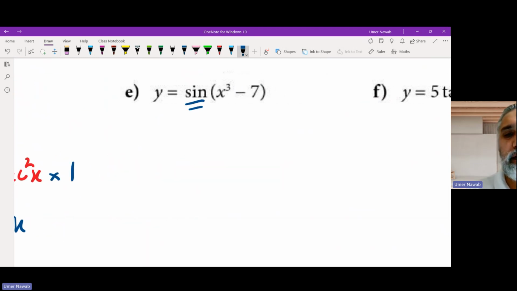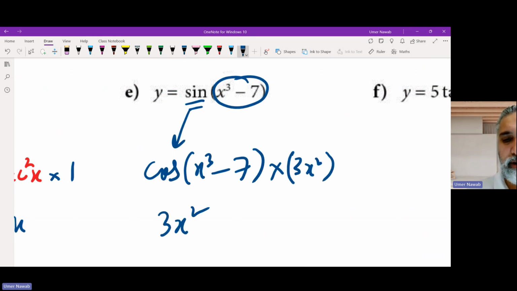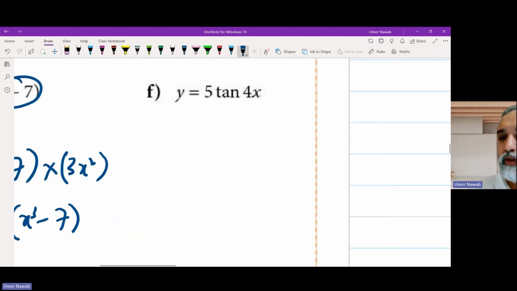Here I have sine. The derivative of sine is cosine of x cube minus 7. And then the further derivative of x cube minus 7 is 3x squared. So I can write it as 3x squared cosine of x cube minus 7. Now come to this question.